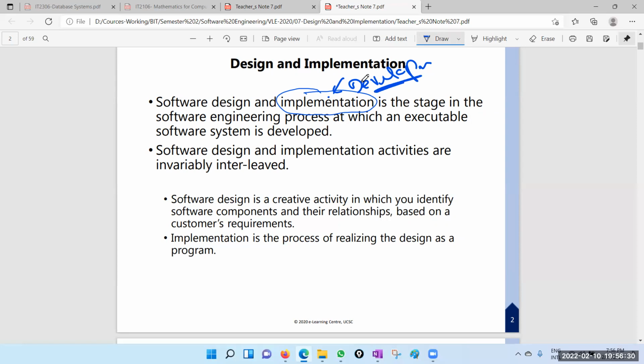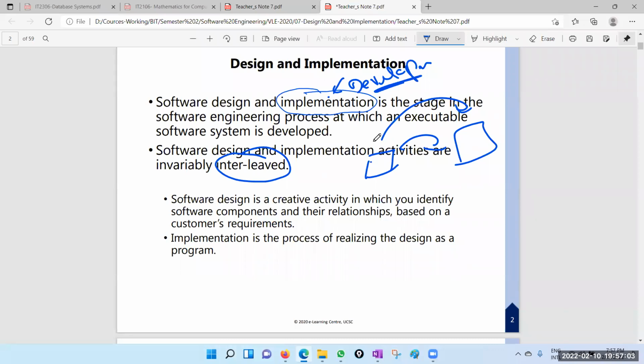Software design and implementation activities are invariably interleaved. So it's a bit of designing and developing. While you are developing, you can refine your design. They are highly related, because what you design is what you develop. When you are designing, you have to think about whether it is feasible to develop like that, and whether it is easy to develop like that. And when you are developing, you have to make sure that you develop according to the design. Therefore, they are interleaved.